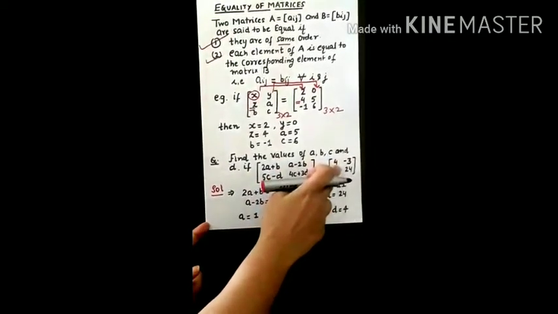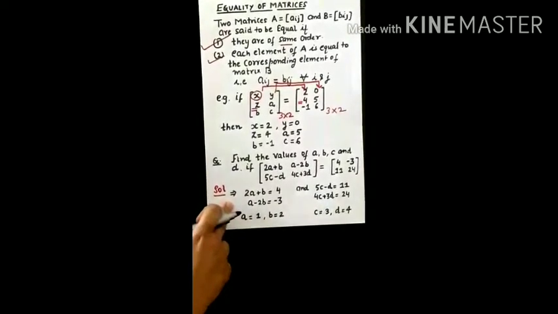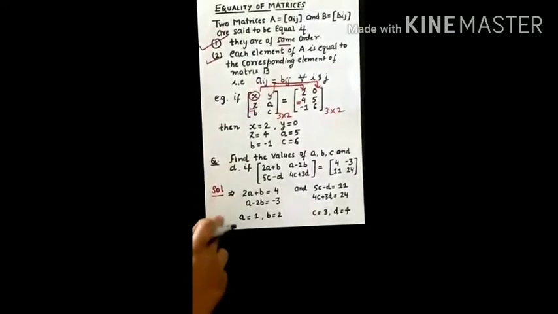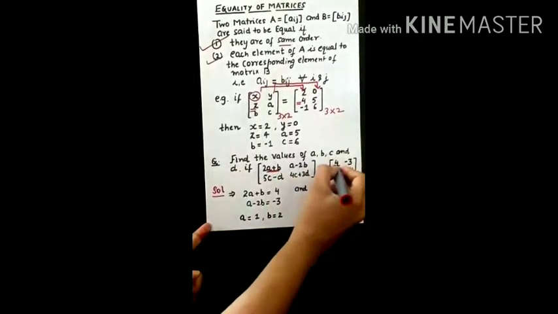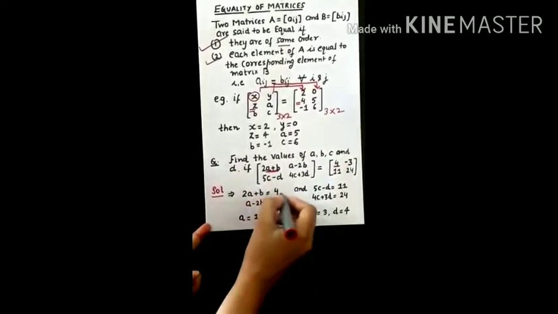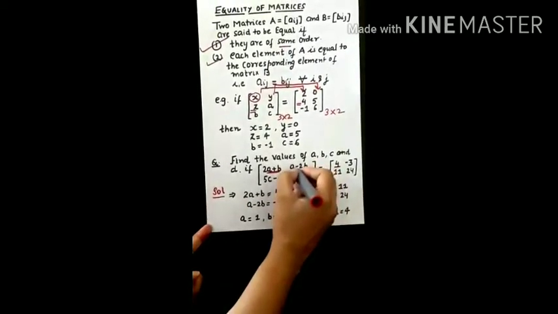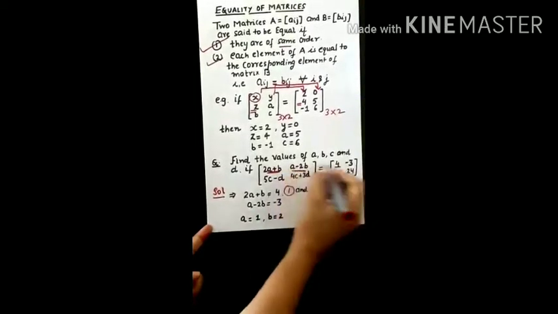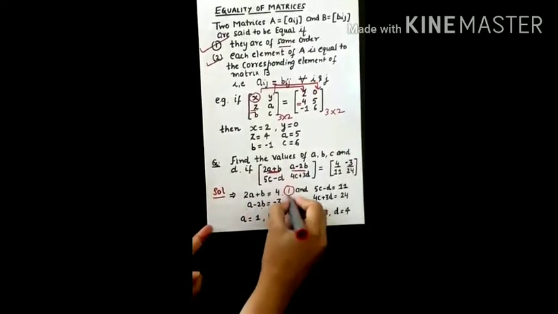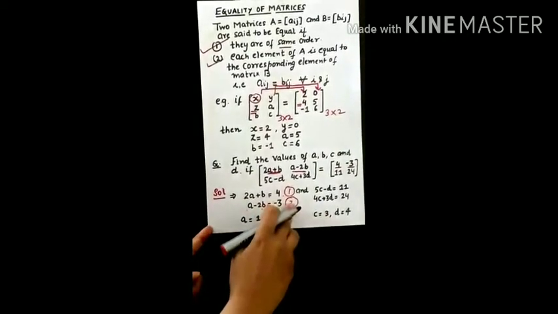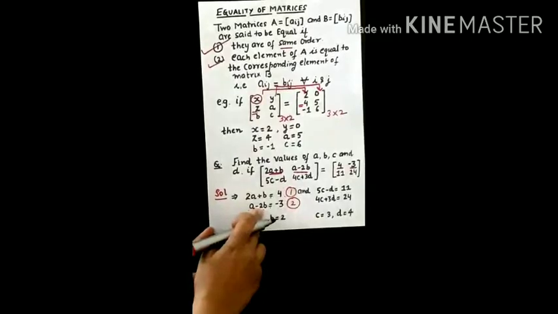As the two matrices are given to be equal, this implies that their corresponding elements must be equal. So here the element corresponding to 2a plus b is 4. So 2a plus b should be equal to 4. This is your first equation. Similarly, the element corresponding to a minus 2b is minus 3. So a minus 2b should be equal to minus 3. This is your equation 2. Now we can solve these two equations using the elimination method that you had learned in your class.